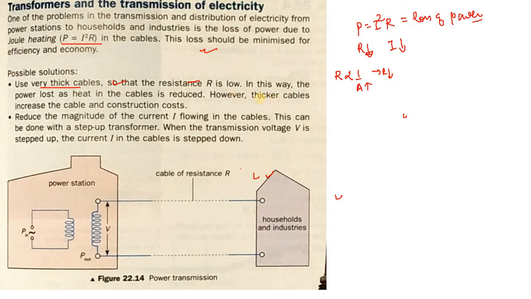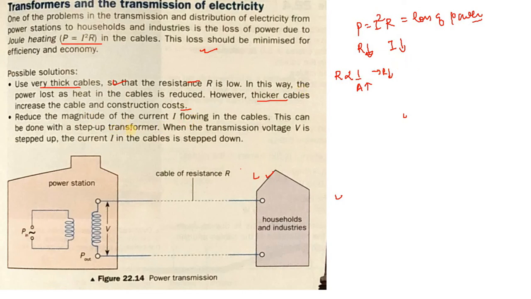So remember, if you look at the cable which is going from the transformer to the house, it is a little thicker, but you cannot use very thick wire for long cables. It's very dangerous, and also the construction cost will be very high. So what other alternative can we use?